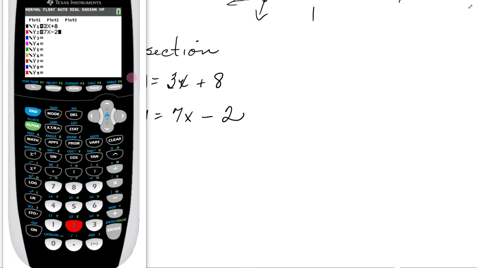I always start in a Zoom 6 window, and I'm already in it. I didn't make any adjustments to the window. There's the first graph.